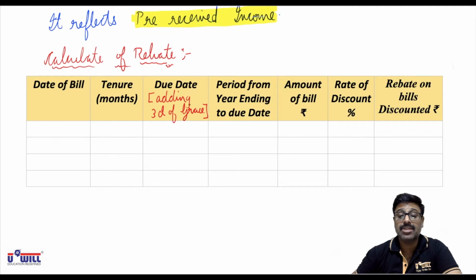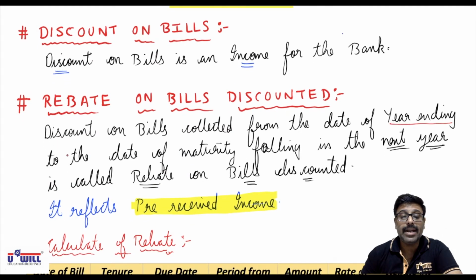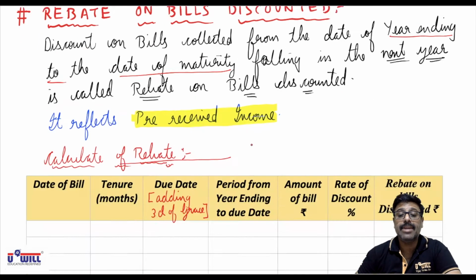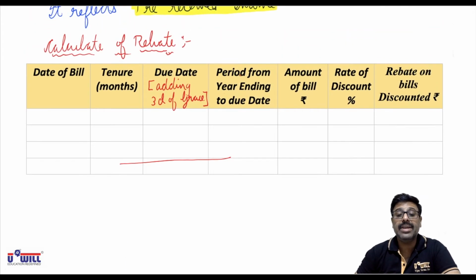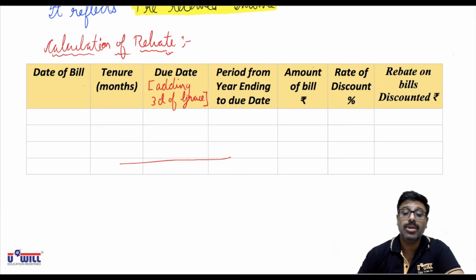Then make the next column of period from the year ending to due date. That is what I said. Period from the year ending to the date of maturity means due date. What is rebate on bills discounted? The discount for the period from year ending to due date. Then make the column of amount of bill, rate of discount, and rebate on bills discounted. So this calculation we will be making. Calculation of rebate we will be making by making this table. So 1, 2, 3, 4, 5, 6, 7. Make a 7 column table. All of you pause the video and make it.